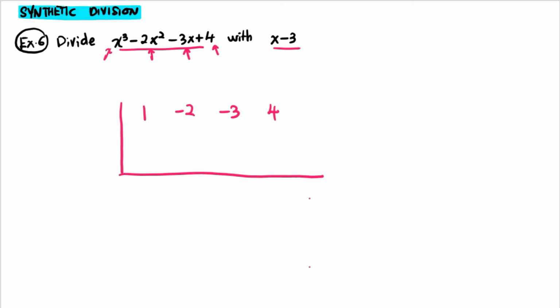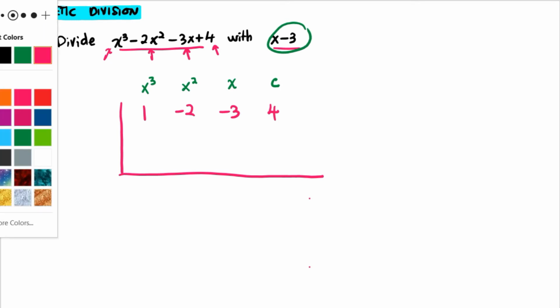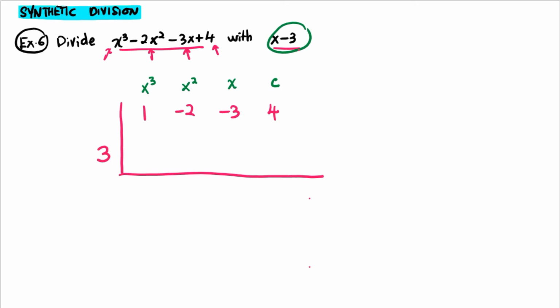If you're confused with this one, you can write this one for x cubed, this one for x squared, this one is for the x, and this one is for the constant. Now you want to divide with x minus 3. You just take the number negative 3 here, so it should be a positive 3 here. So you want to divide with x minus 3, I repeat. So you just consider a positive 3 here. Don't take a negative 3.